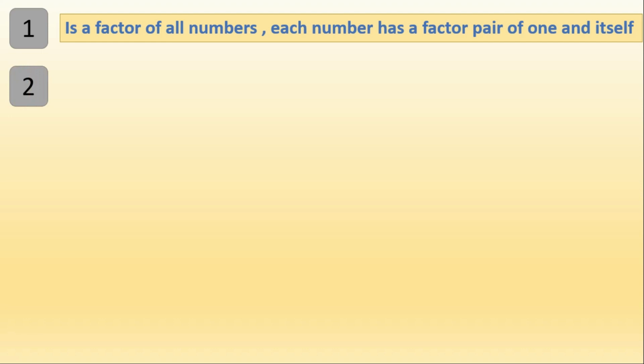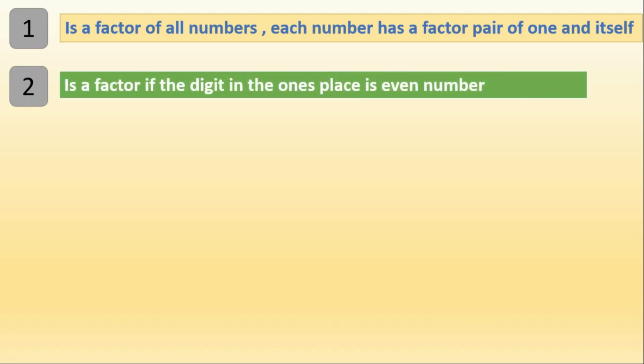The second note: 2 is a factor if the digit in the ones place is an even number. What does it mean? It means 2 is a factor if the digit in the ones place is an even number. For example, like what?